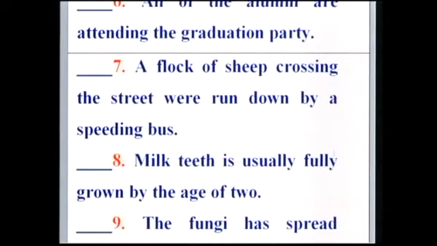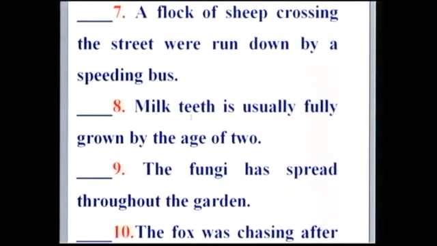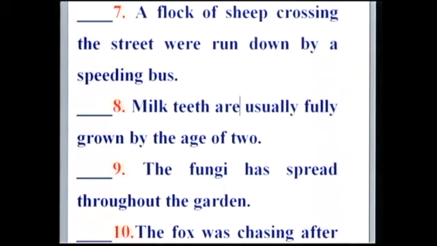Number 7, a flock of sheep crossing the street were, of course were, because sheep is plural, and a flock of even means what follows is plural. A flock of sheep crossing the street were run down by a speeding bus. Okay, milk teeth, the baby teeth. Teeth is plural, so milk teeth are usually fully grown by the age of 2.